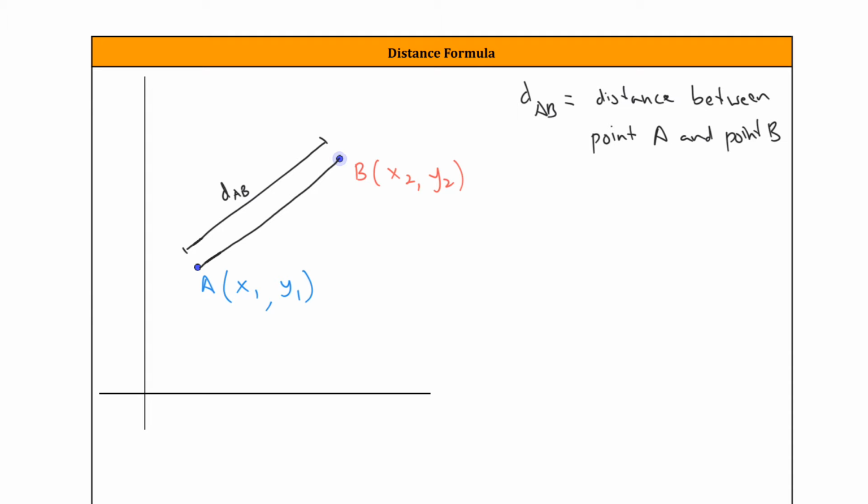All right, now how we find that is like so. The distance between points A and B will be equal to the square root of x2 minus x1 squared plus y2 minus y1, also squared. So we're going to use this formula to find the distance between these 2 points in the next several examples. Let's go and get started.